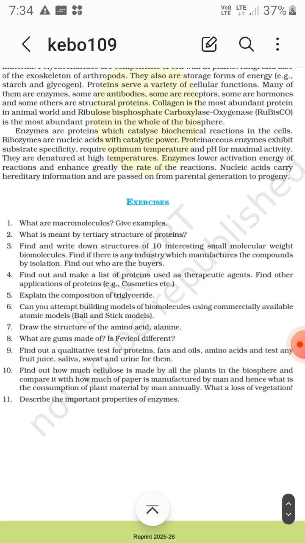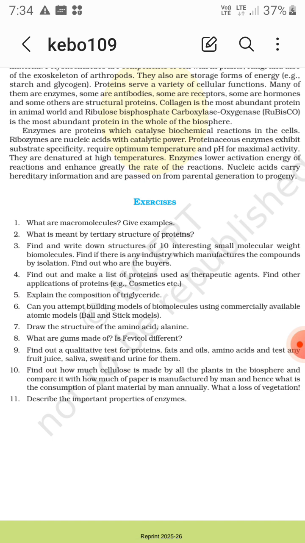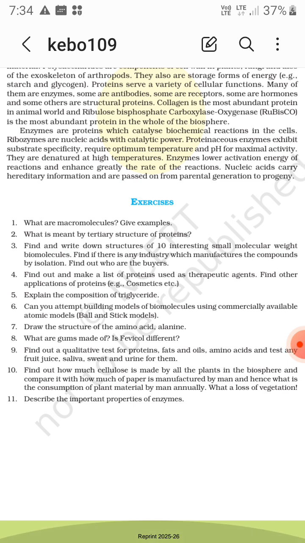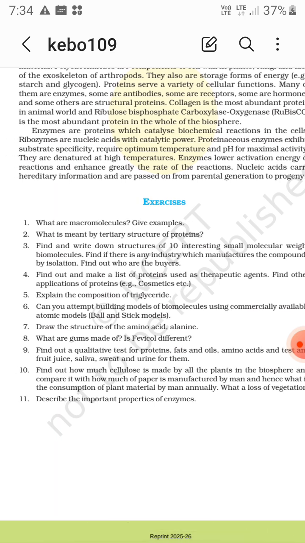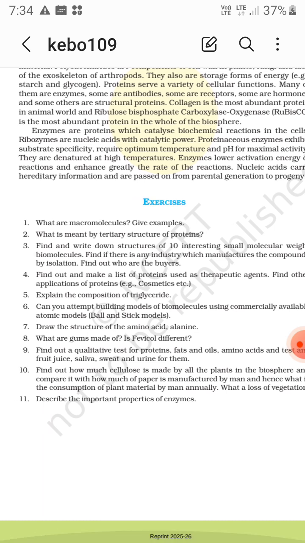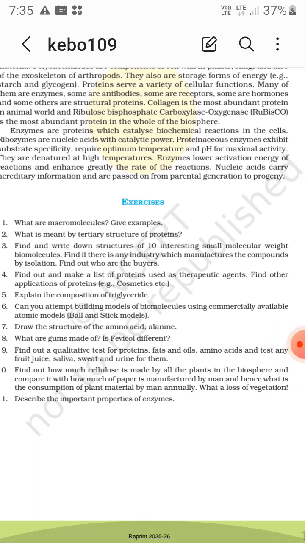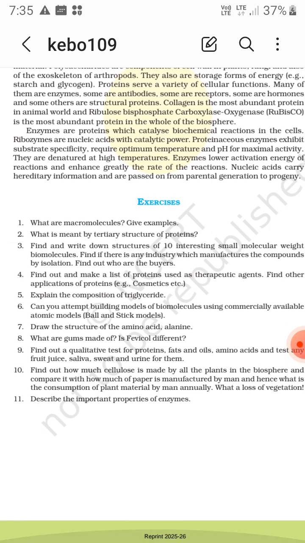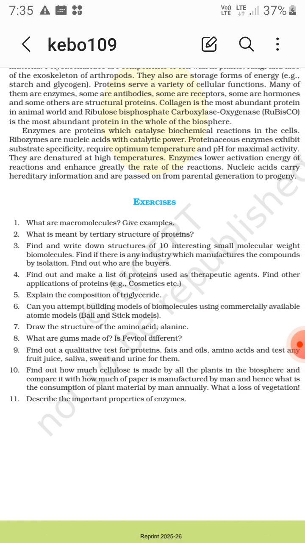Find and write down structures of 10 interesting small molecular weight biomolecules, that is less than 1000 Dalton. Find if there is any industry which manufactures the compounds by isolation. Find out who are the buyers. Find out and make a list of proteins used as therapeutic agents. Find other applications of proteins, for example cosmetics.